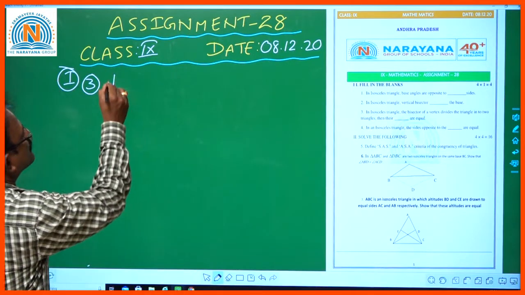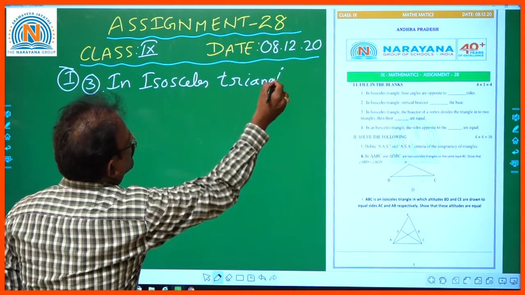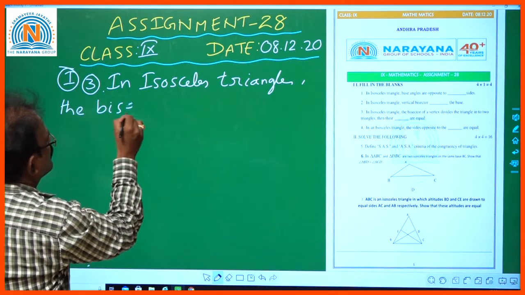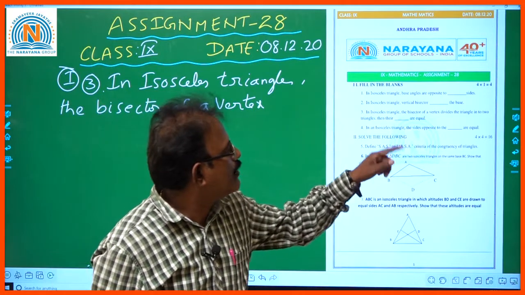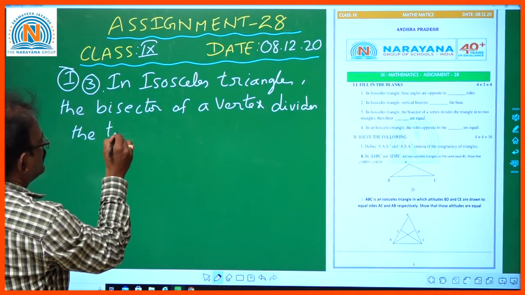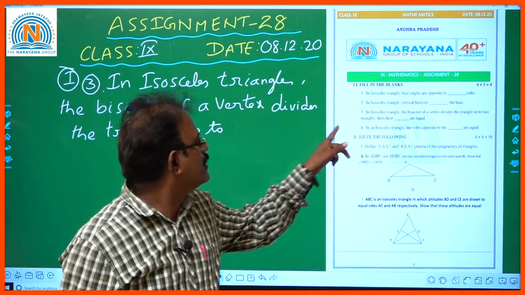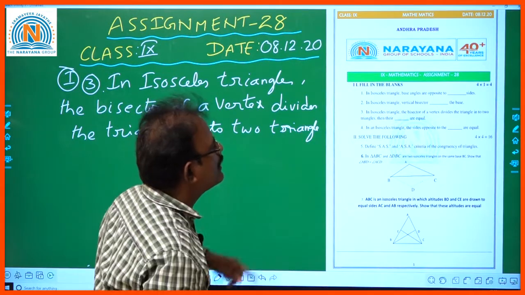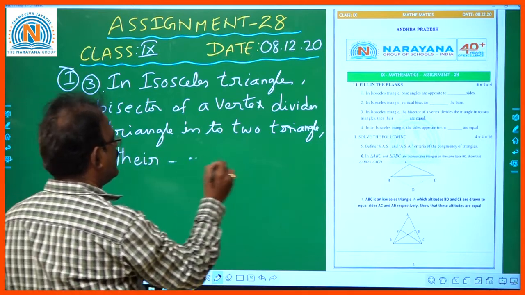Okay children, so our third question: in an isosceles triangle, the bisector of a vertex divides the triangle into two triangles, then their dash are equal.